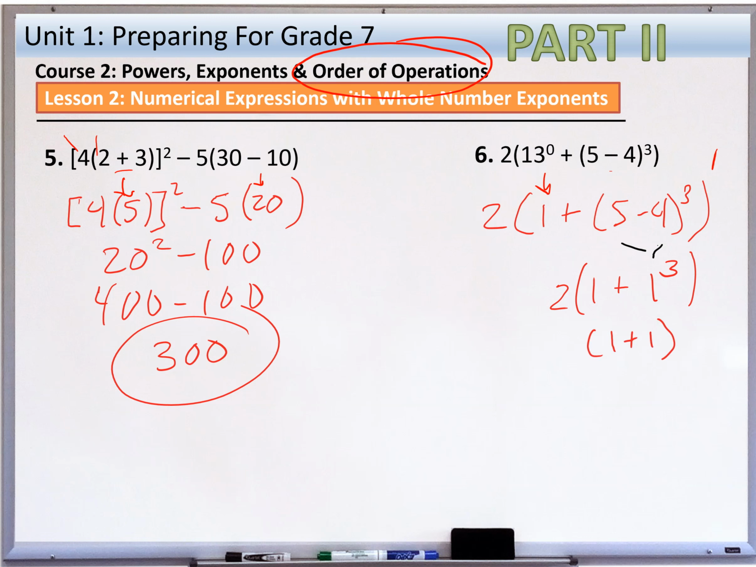So 1 plus 1. But I still have to multiply that by 2. I'm not done my parentheses yet. 1 plus 1 is 2. 2 times 2 is 4. Okay, look at that one more time. So I took 13 to the power of 0, got 1. I didn't do anything else. Then I subtracted 5 minus 4. That's 1 to the power of 3. Just brought everything down. Still take 1 to the power of 3, get 1. Still not done. So I can't multiply by 2 yet. I add what's inside the parentheses and get 2. 2 times 2 is 4.